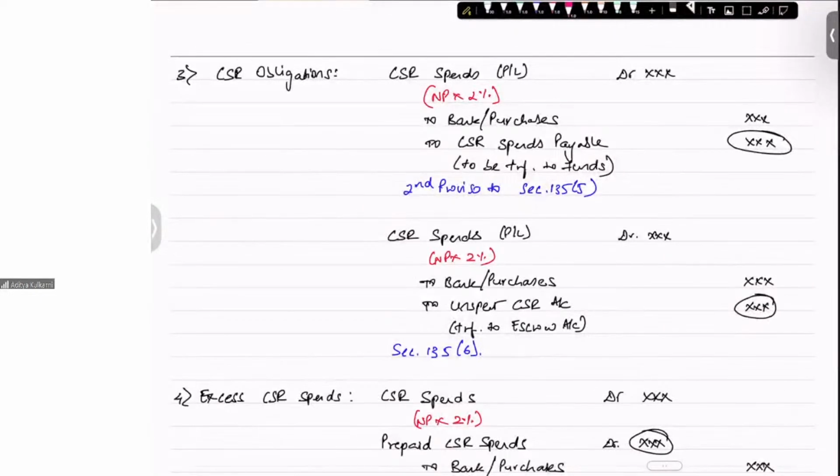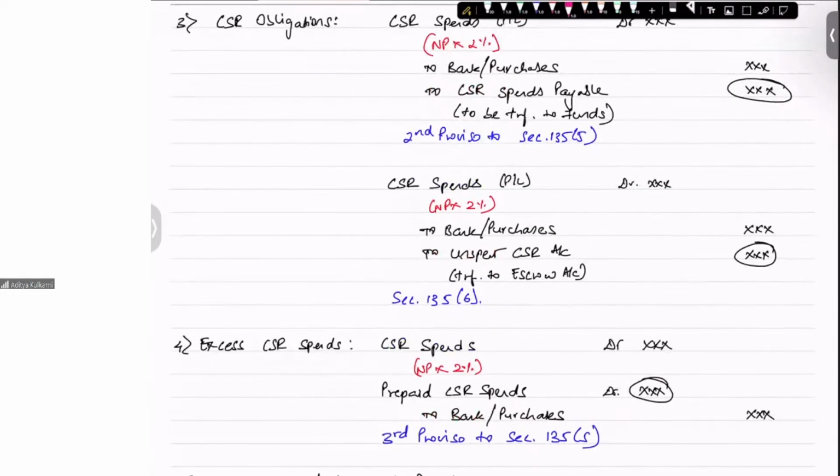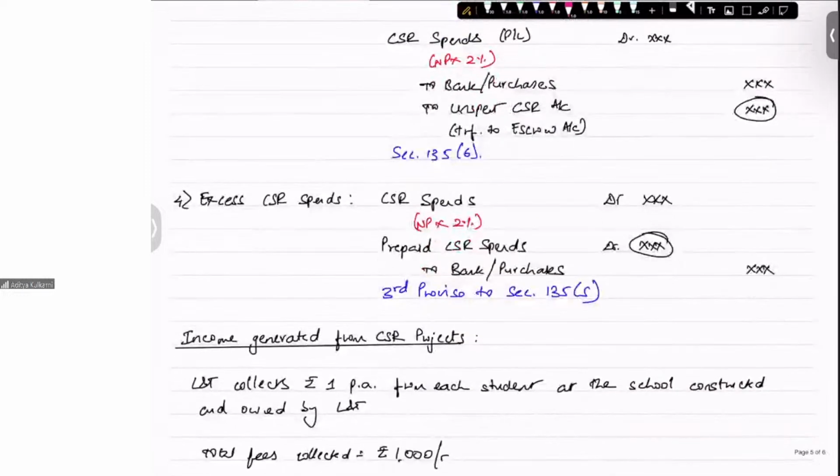Okay. CSR obligations, you will pass the entry CSR spends, which is essentially net profit into 2%, to bank or purchases, to CSR spends payable, you will transfer it to funds. This is second proviso to 135(5). And then if you want to transfer it to unspent CSR account, you will credit it to unspent CSR account, 135(6). Excess CSR spends, you have an option, you can recognize it as a prepaid CSR spends by virtue of third proviso to section 135(5).